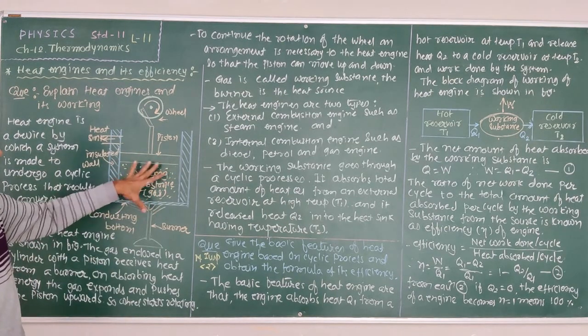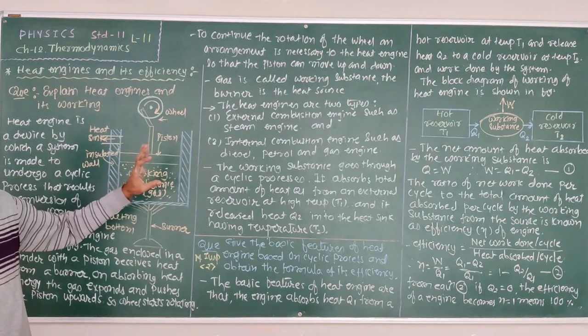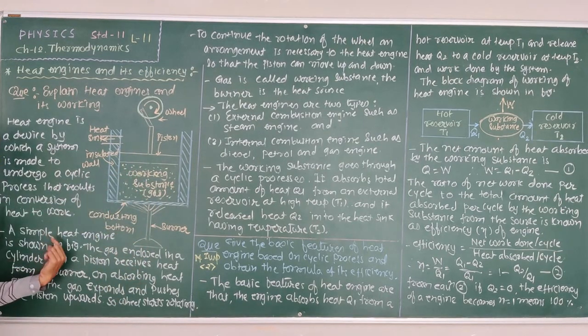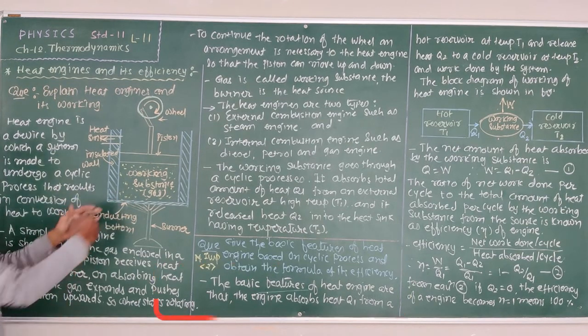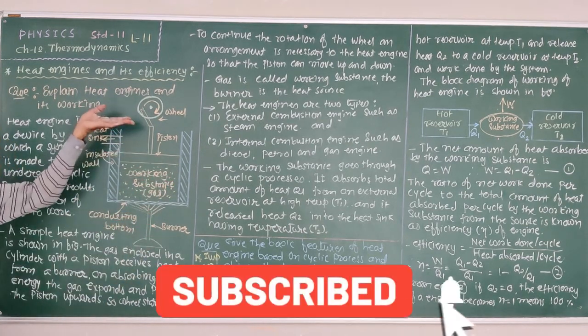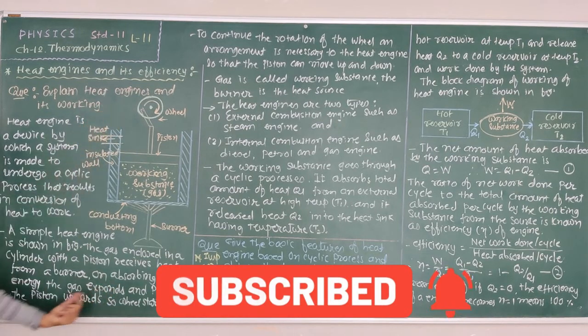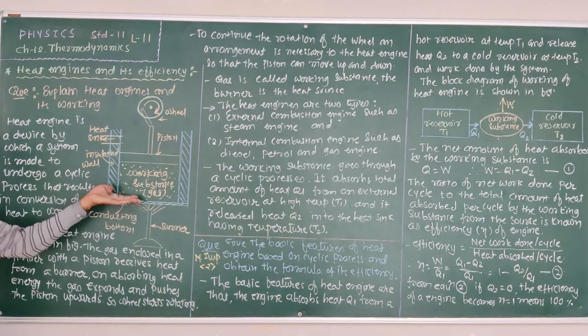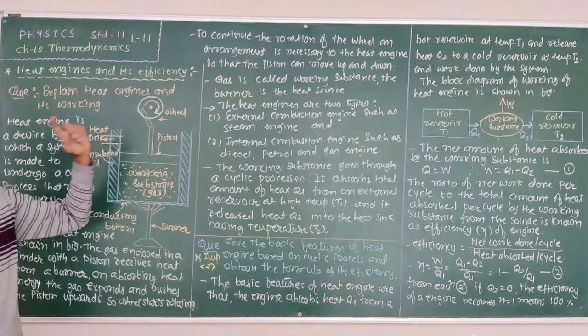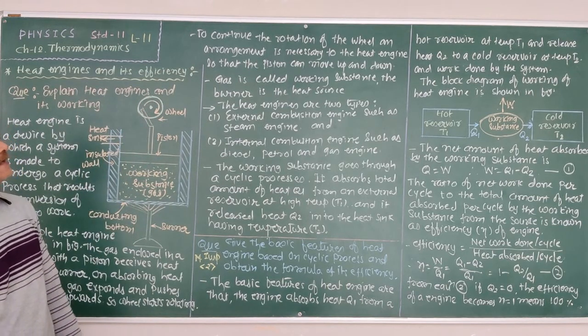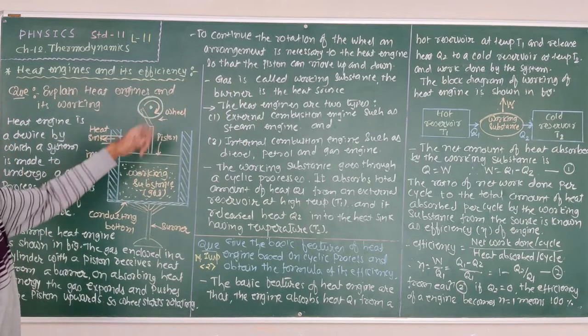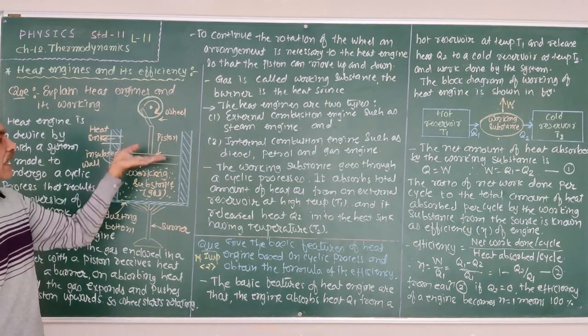Here we are going to discuss the working of a heat engine. The heat engine is shown in the figure. A gas is filled in a cylinder with a piston. This gas receives heat from the burner. As a result, the gas expands and pushes the piston upwards. So the wheel starts rotating. To continue the rotation of the wheel, an arrangement is necessary in the heat engine so that the piston can move up and down periodically.